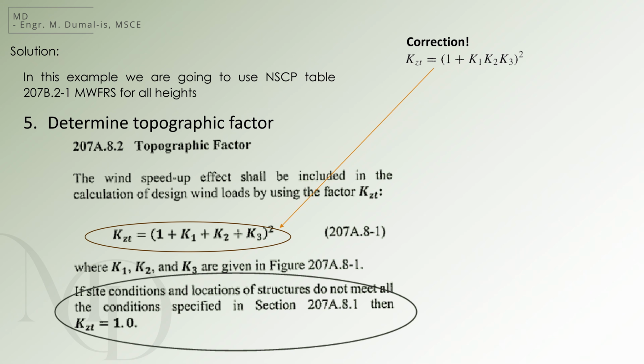Just like in example number 1, we also need to check for the topographic effect. The topographic factor, K sub ZT, accounts for the way wind can accelerate when it flows over hills, ridges, or escarpments. If a building sits in those conditions, the wind pressure can increase significantly. For our case, the value of K sub ZT is simply 1.0. That is because the site does not fully meet the criteria in the code for applying a topographic adjustment. Since at least one of the 5 conditions is not satisfied, no adjustment is required, so the factor remains equal to 1.